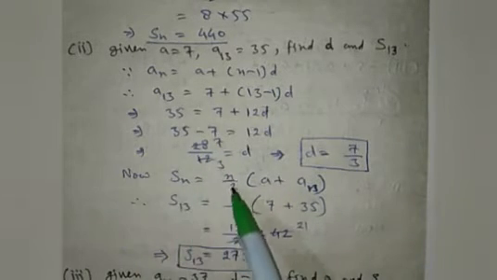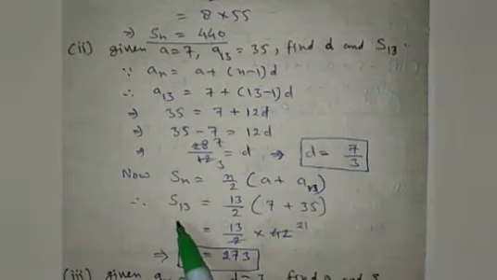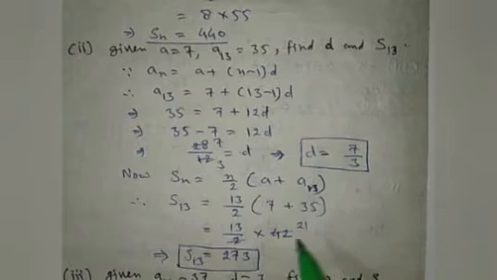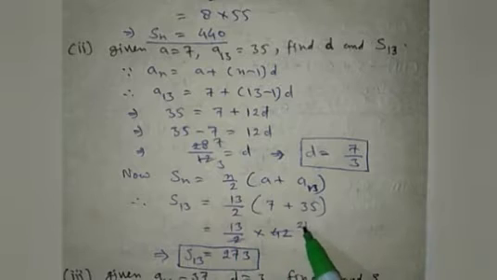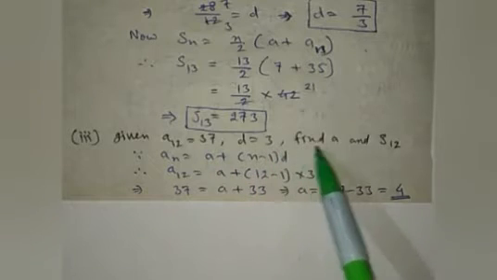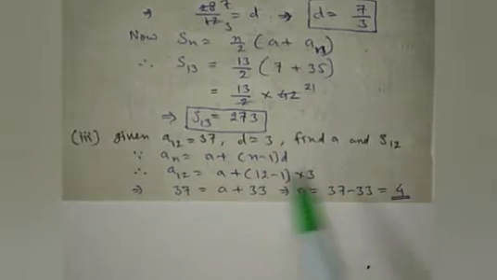Now Sn equal to n by 2 into a plus an. So S13 equal to 13 by 2 into 7 plus 35, that is equal to 13 by 2 into 42. Dividing here by 2, you will get here 21. So 21 into 13 will give 273. Now in third part, given a12 equal to 37, d equal to 3. Here find a and S12.